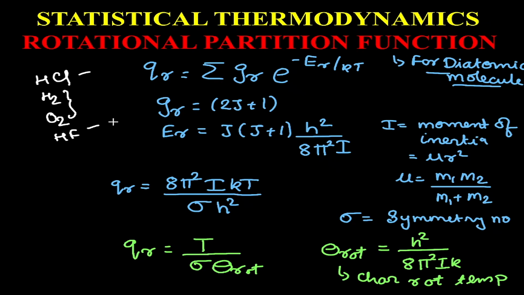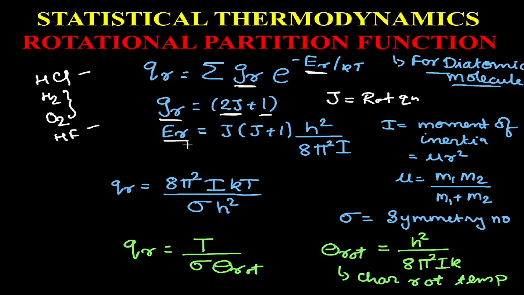So for the rotational partition function, we could write it as QR is equal to summation GR e raised to minus ER upon kT, where ER is the rotational energy and GR is the rotational statistical weight factor. Now the rotational statistical weight factor for the rotational partition function is obtained by 2J plus 1, where J is the rotational quantum number.